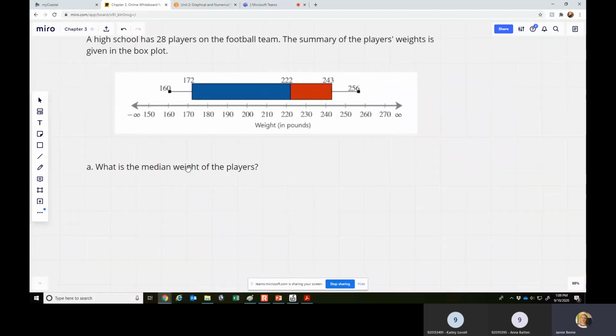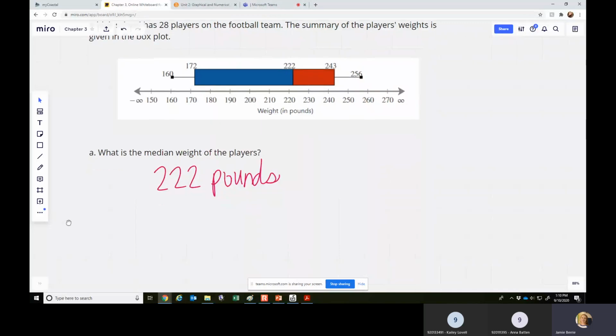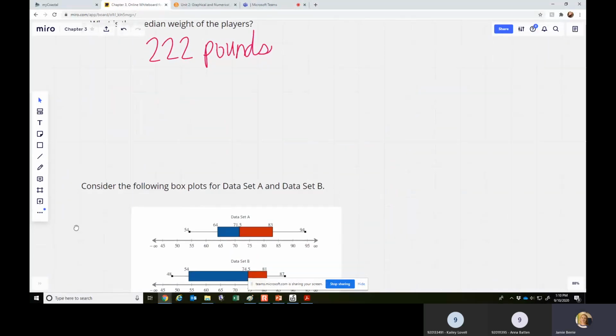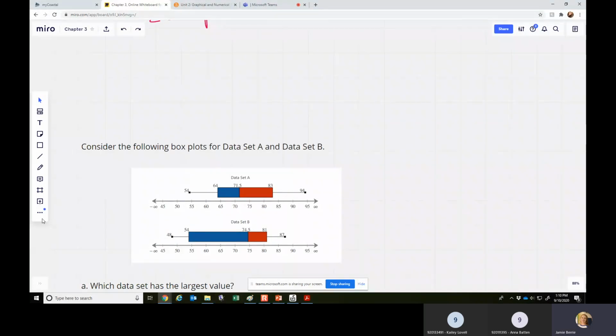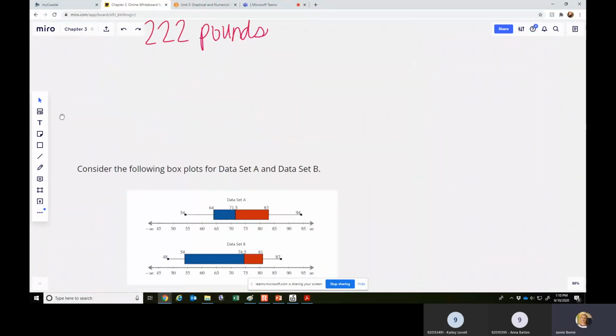All right, so again, what is the median weight of the players? That would be this line right here, so 222. So these questions are all about just reading box plots. So super easy. As long as you can remember what the 5-number summary is, you'll be able to get these pretty easy. All right, and then I wanted to go over this one, where you're comparing two data sets.